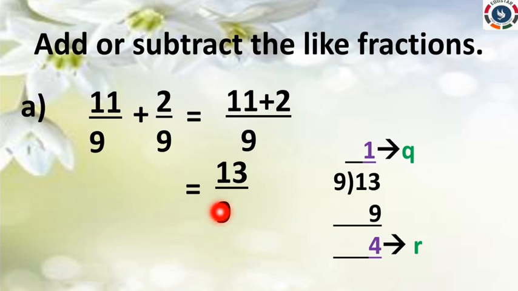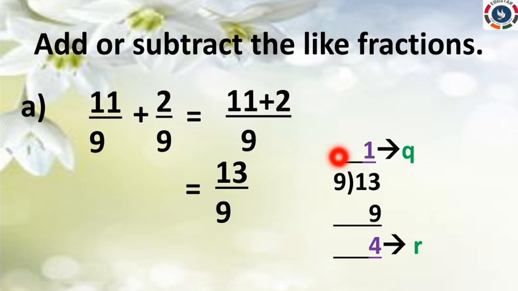The denominator is the divisor, and the numerator is the dividend. Divide the two values. There is only one 9 in 13. So write 1 at the top, write 9 below 13. Then you subtract these two values and finally get 4. You are getting remainder 4. So 1 is the quotient and 4 is the remainder.